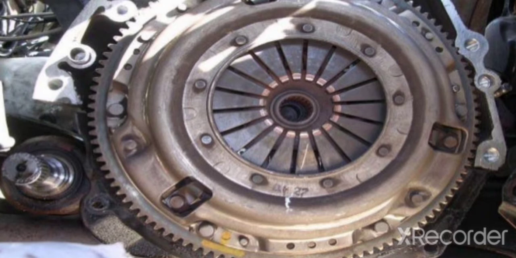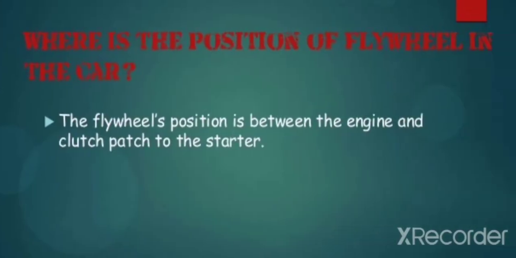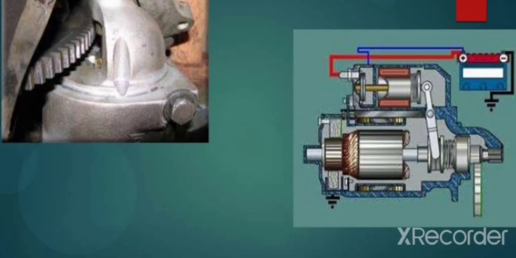High velocity flywheel is designed for angular velocity between 10,000 rpm to 100,000 rpm. And these low velocity flywheels are designed for angular velocity below 10,000 rpm. We have seen positions of flywheel in a car. It is located between the engine and clutch plate to starter. These are a few examples of flywheel.